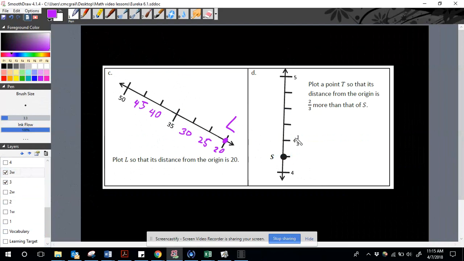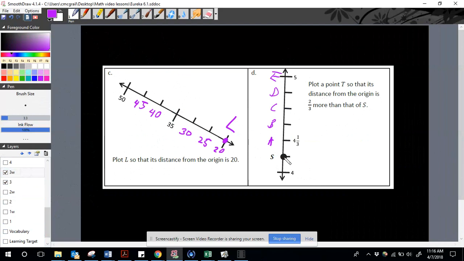I'm going to label all of these as point A, B, C, D, and E. And it says plot a point T so that its distance from the origin is 2/3 more than that of S. Let's reread that again. Plot a point T so that its distance from the origin is 2/3 more than S.